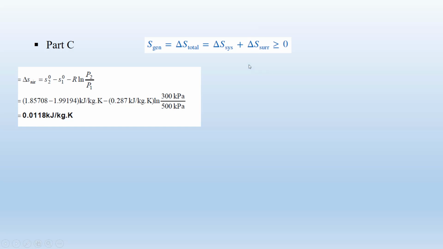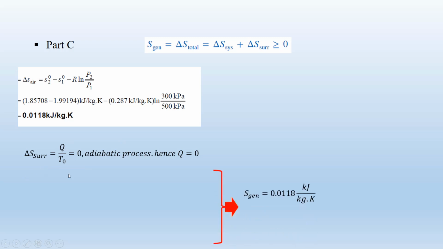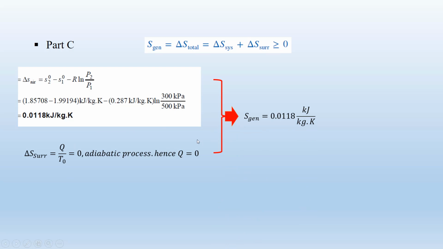The next step, you need to calculate the delta S of surroundings. Please pause this video, spend 2 minutes, and then calculate the delta S of surroundings. So the delta S for surroundings is 0. Why? Because for the delta S of surroundings, you can write delta S equals Q over T. And then this is an adiabatic process. Q is 0. So the delta S of surroundings is 0. And then the S generation is this value. This is a positive value, so you are actually right. Keep in mind that S generation can't be a negative value.